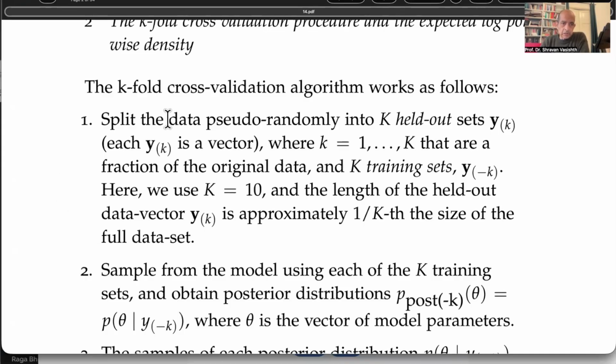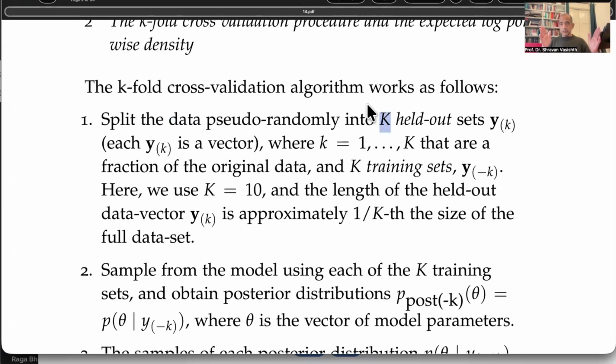Once you have the data, you're going to split the data into k sets, and it works like this. Let's say k is 10. So you're going to split the data 10 times in the following way. 10% of the data will be called the held out set, and 90% of the data will be the training data. If we have k equal to 10, we're going to do this 10 times. So we will iterate 10 times.